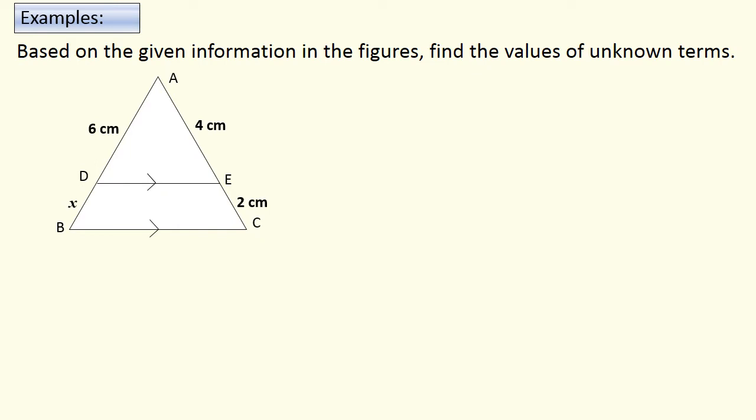The first example: the triangle ABC is given, and the lengths of the line segments are given. AD is 6 centimeters, DB is X, find X, AE is 4 centimeters and EC is 2 centimeters. So when you consider this diagram, it is suitable to apply our theorem. What is the theorem?